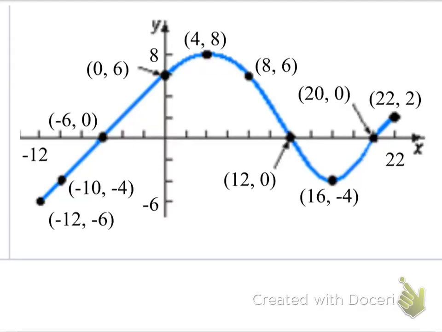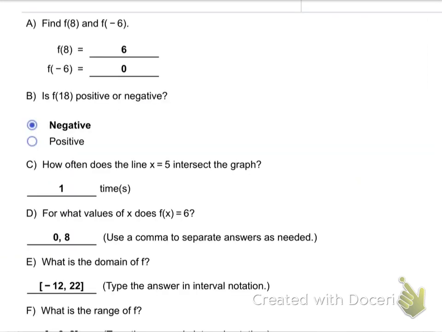All right, well, so here we go. So we are in section 2. All right, so on this one, we want to figure out, they're going to ask us a bunch of questions. What questions are they going to ask us? They're going to say, find f of 8, find f of negative 6.